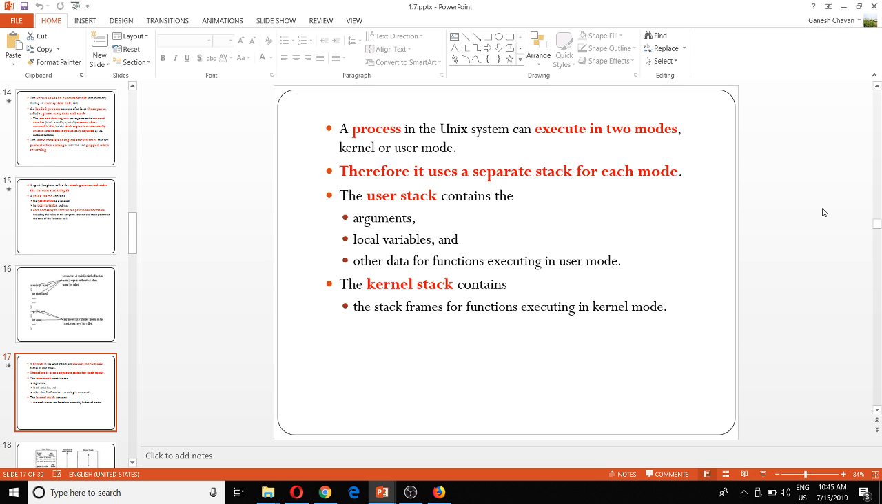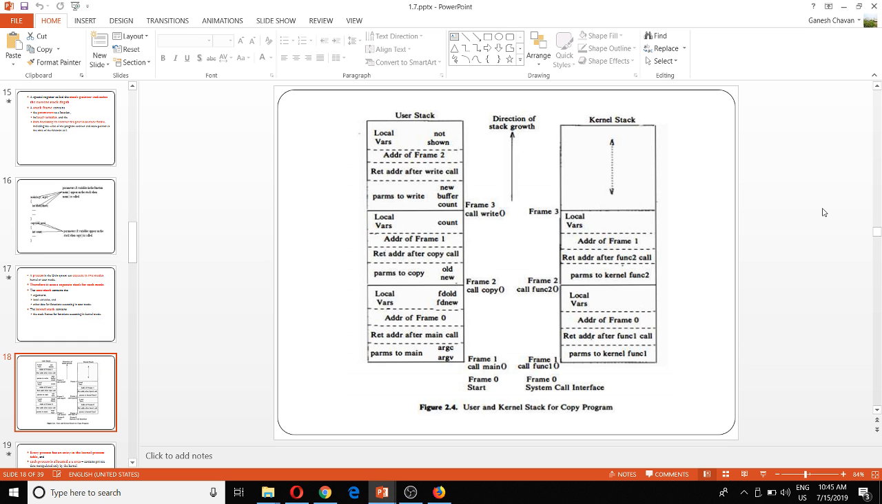A process in the Unix system can execute in two modes, kernel mode or user mode. Therefore, it uses a separate stack for each mode. The user stack contains the arguments, local variables, and other data for functions executing in user mode. The kernel stack contains the stack frames for functions executing in kernel mode. With the help of this diagram, you will come to know the impact of user stack and kernel stack and how the operations are carried out in the Unix operating system.